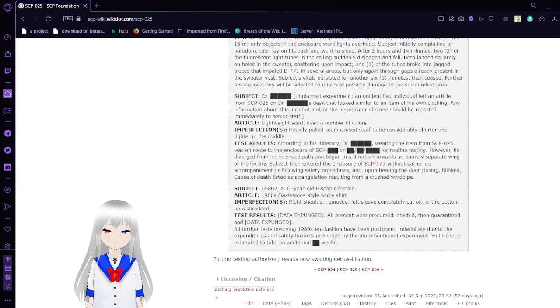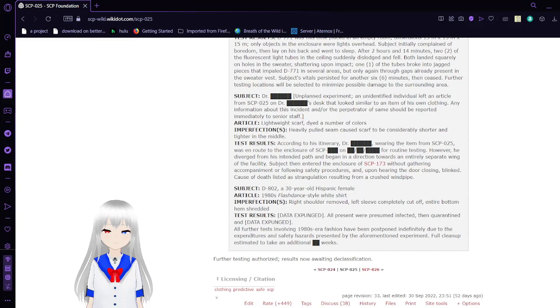Subject: Doctor Unknown. Unplanned experiment. An unidentified individual left an article of SCP-25 on Doctor Unknown's desk that looked similar to an item of his own clothing. Any information about the incident or the perpetrator should be reported immediately to senior staff. Article: lightweight scarf, dyed a number of colors. Imperfections: heavily pulled seam caused scarf to be considerably shorter and tighter in the middle.